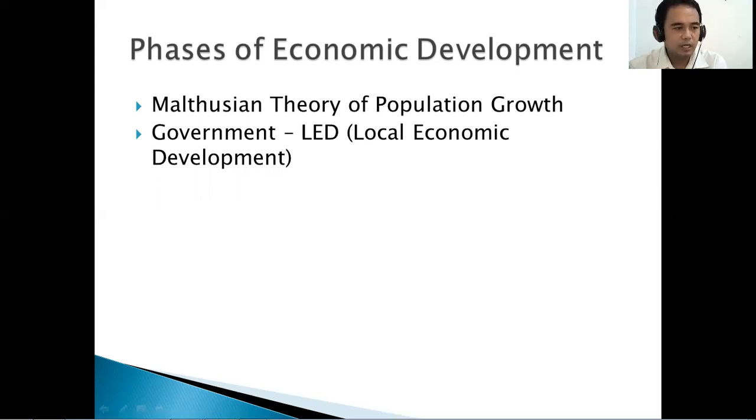So in the Malthusian theory of population growth, population affects the food supply of a particular area. There are also positive effects of the Malthusian theory. The positive effect is on the standard of living relative to the growth rate of population, while the size of population negatively affects the standard of living of the people. So it can have positive and negative effects. When it comes to government, lead or local economic development. So what is this?